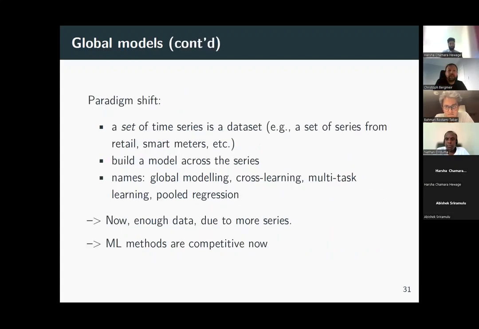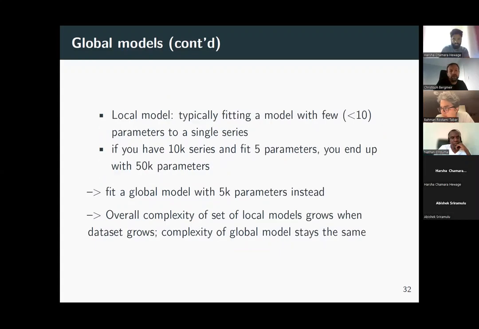But now the idea in global models is that you have a paradigm shift: you see a set of time series as a data set. For example, a set of series in retail, smart meters, and so on. And now you build one model across all of these series. We call that global modeling, also cross-learning, multitask learning. With linear models, we often call it pooled regression. And now suddenly you have enough data, and the machine learning models are actually quite competitive.